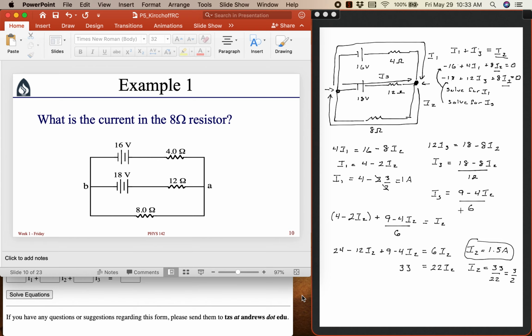And then if I were to solve this equation for I3 by putting the value of I2 in, then I3 is going to be equal to 9/6 minus 4/6 times I2, but I2 is 3/2, and let's see, if we cancel the 2 here, we have 9/6 minus 6/6, which ends up being 3/6, or half. So that would be 0.5 amps. So now we have values for all of our currents.